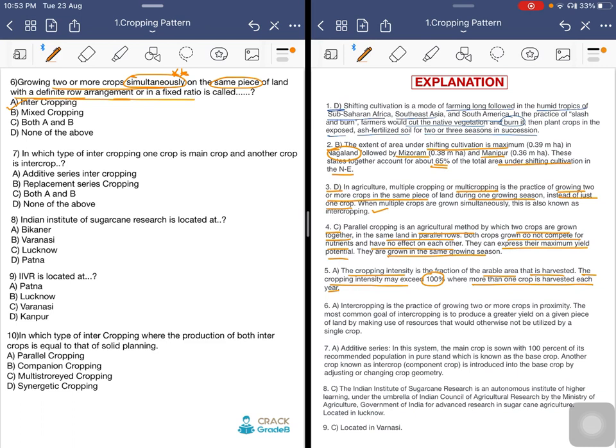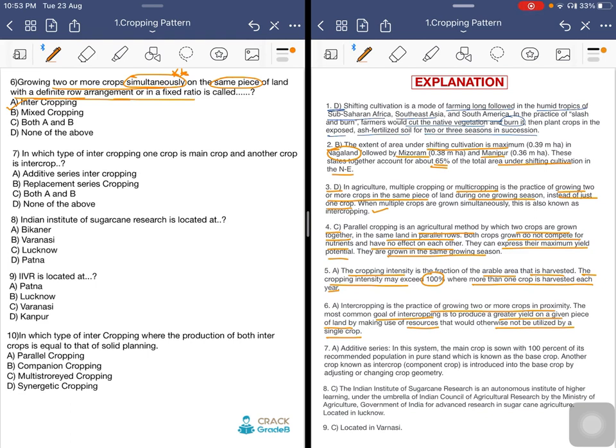Therefore, intercropping is a practice of growing two or more crops in proximity. The most common goal of intercropping is to produce a greater yield on a given piece of land by making use of resources that could otherwise not be utilized by a single crop.